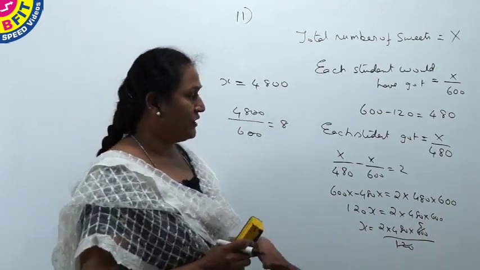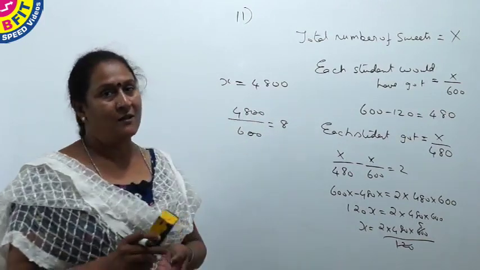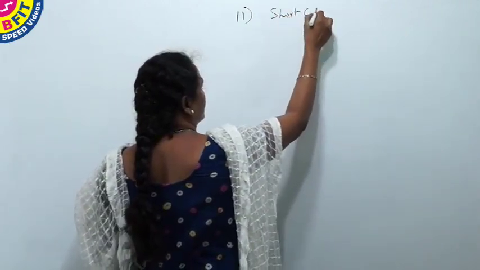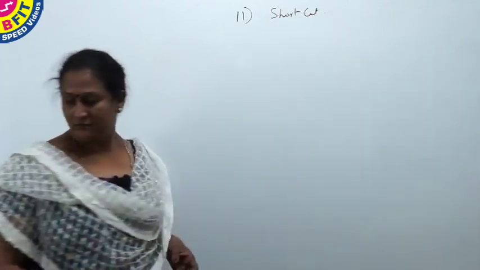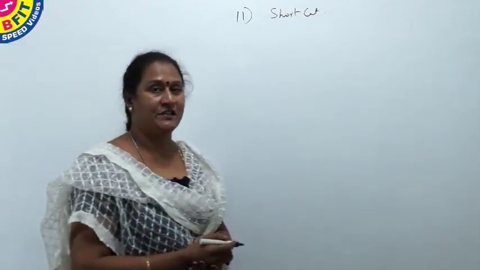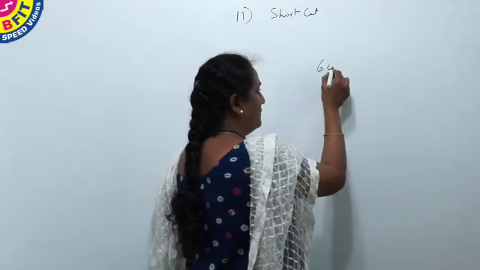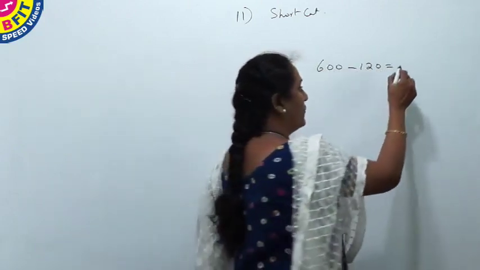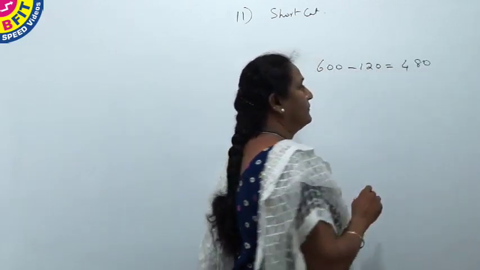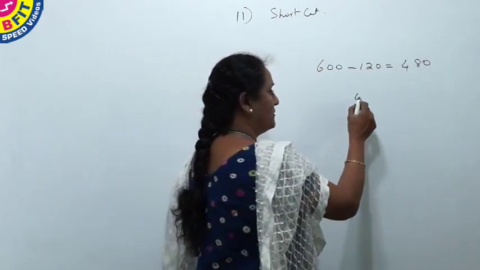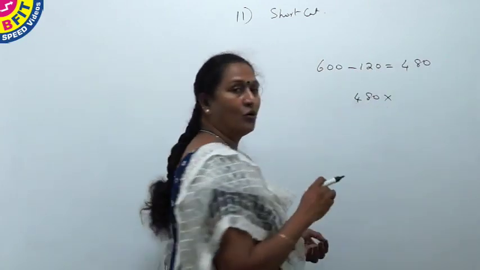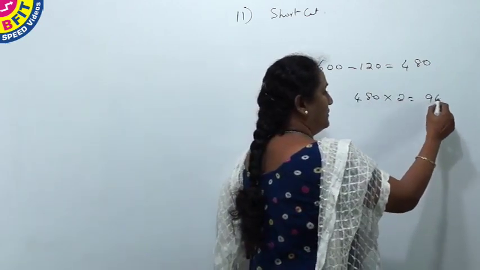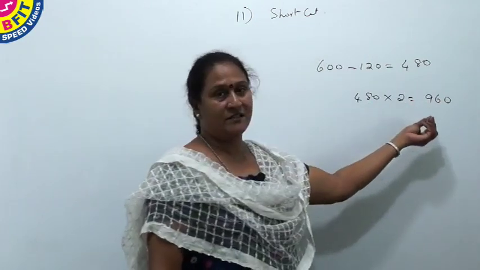But instead of doing all this, we'll work out this question by using a simple logic. So out of 600 students, as 120 were absent, there were 480 students present. So these 480 students got 2 sweets in addition. So 480 into 2 is 960. So these 960 sweets remain.